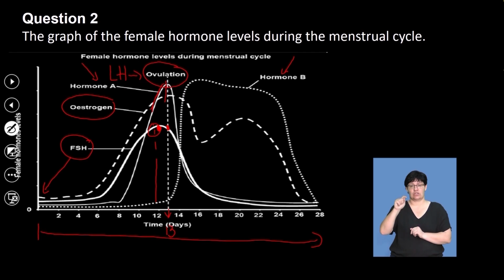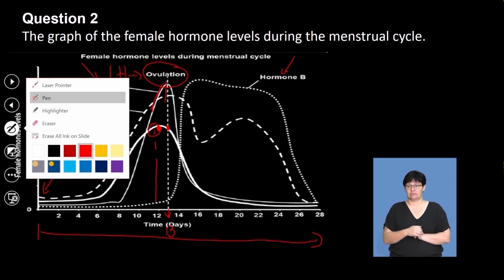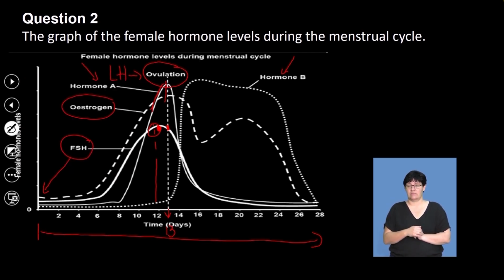We also see the level of estrogen. In this case, I'm going to change my pen to a slightly different color. Okay. We see the level of estrogen, which is indicated by this dotted line or the dashed line, and that hormone tends to increase as the follicle develops, and that's due to the follicle stimulating the ovary to release estrogen. And we see that those are the two hormones that initially are responsible during the initial 12 days.